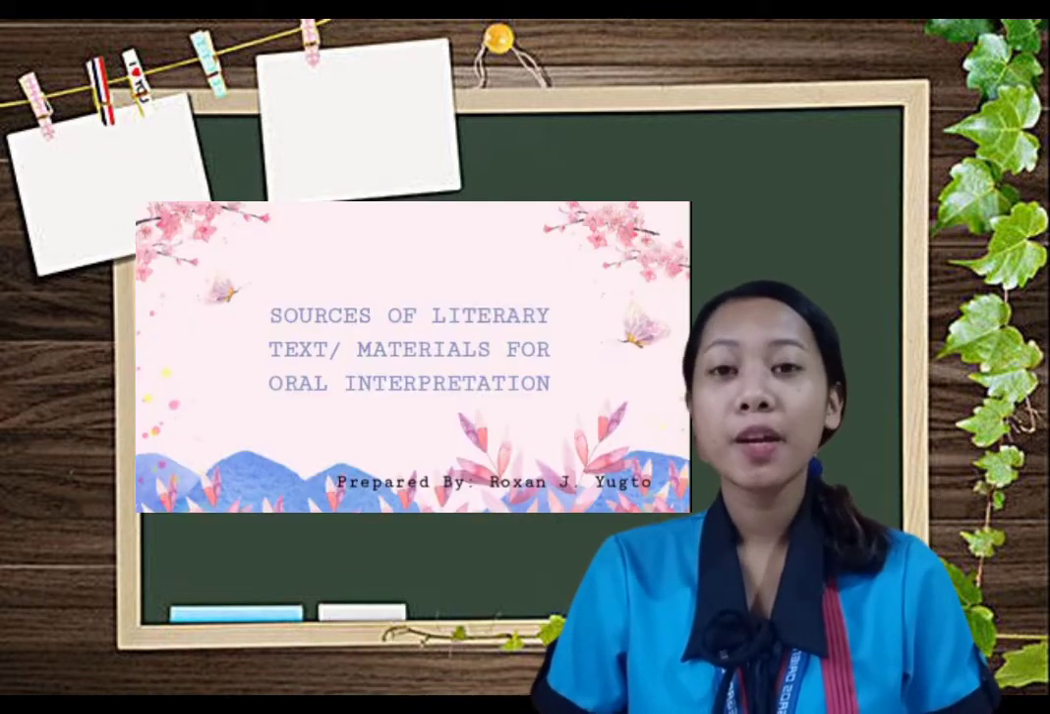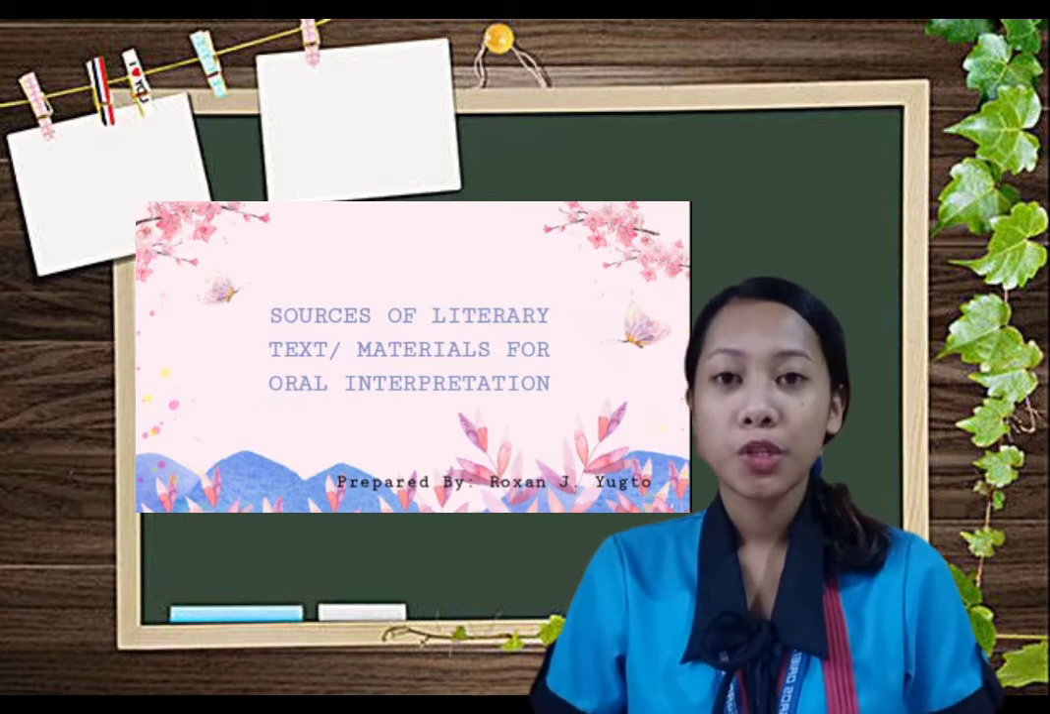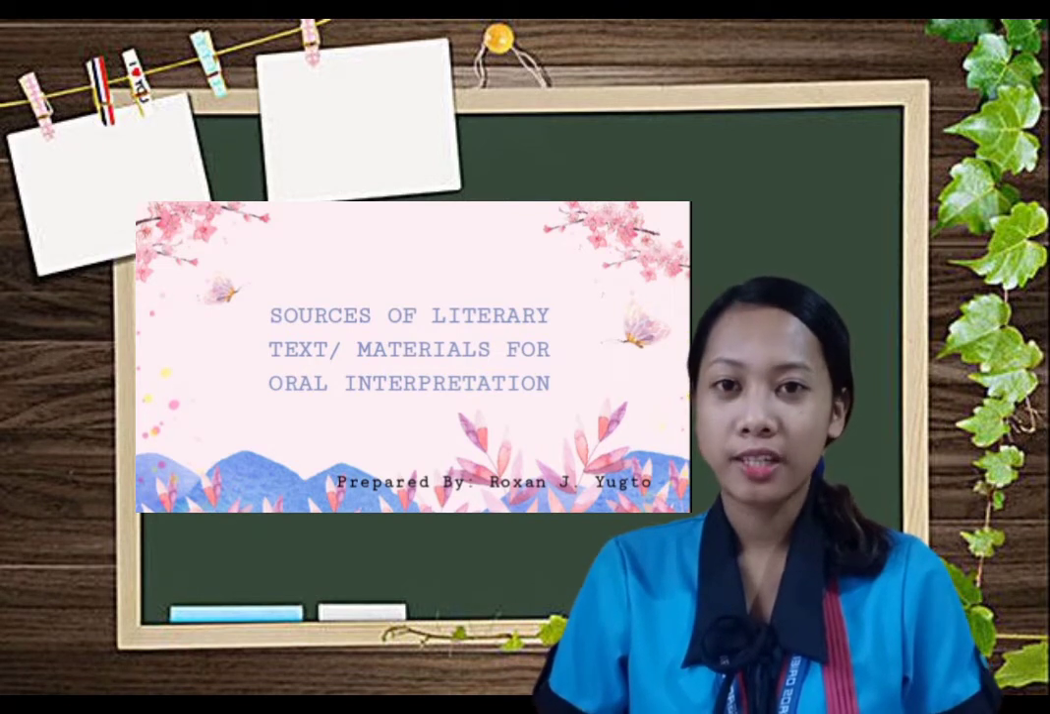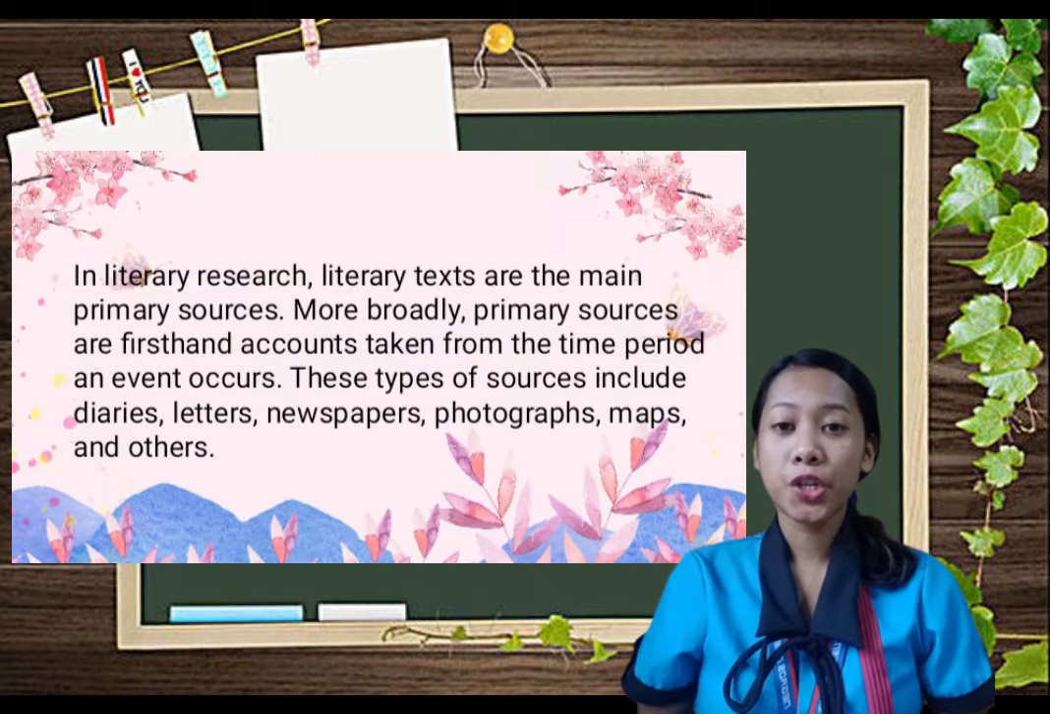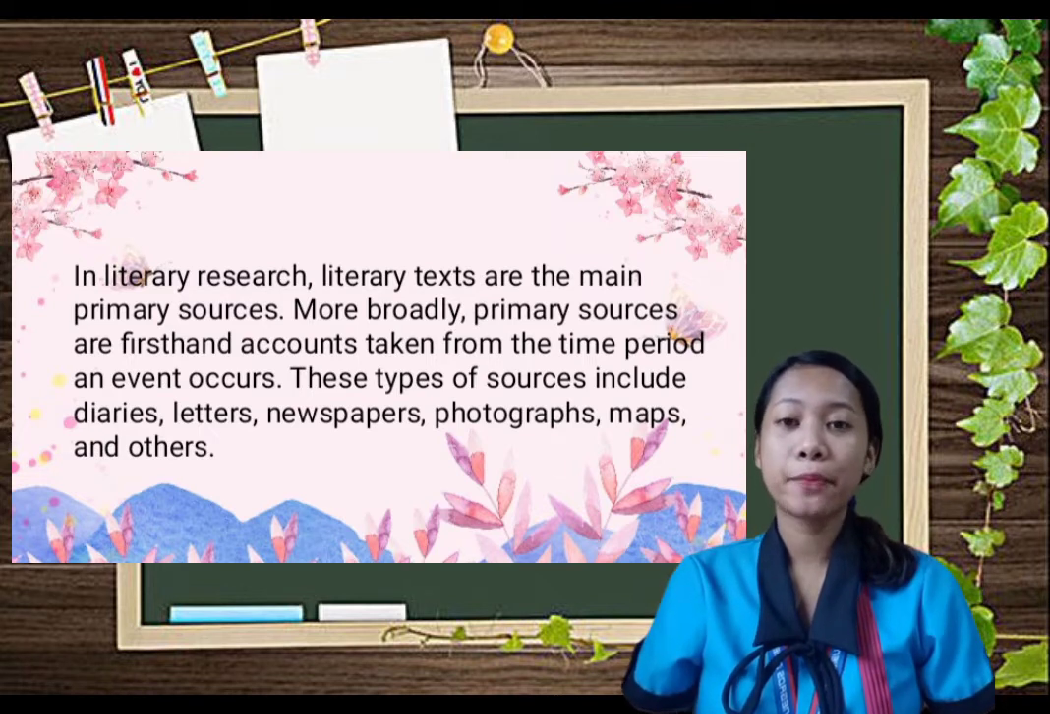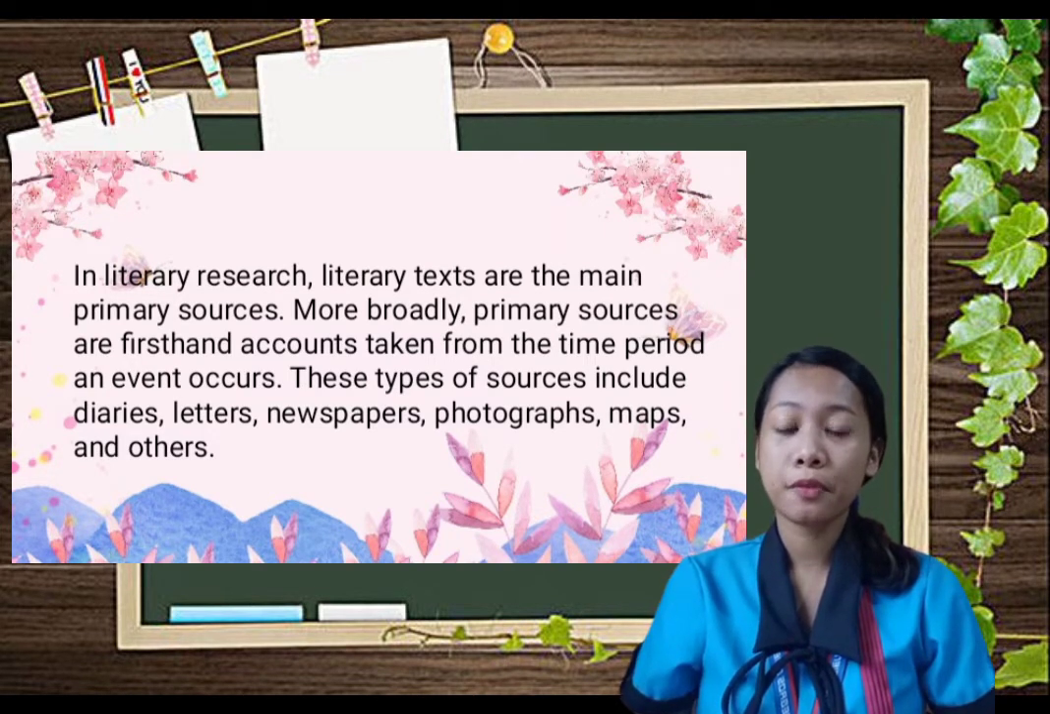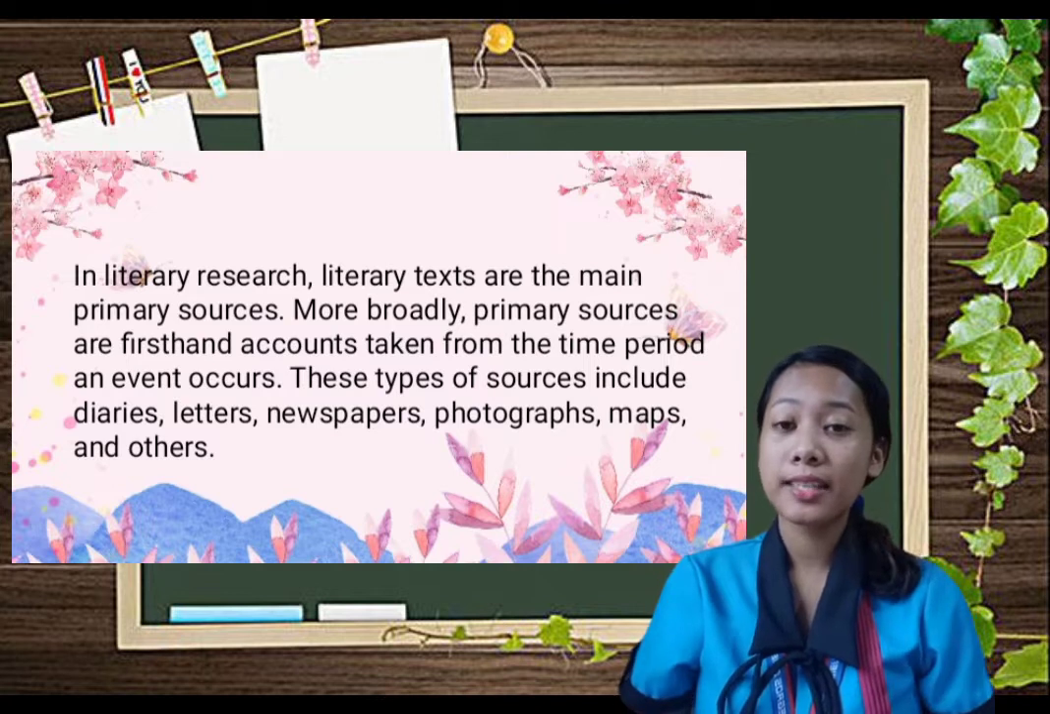And for today, I am going to discuss my topic, which is all about the sources of literary text and materials for oral interpretation. In literary research, literary texts are the main primary sources. More broadly, primary resources are the first-hand accounts taken from the first period an event occurs. These types of sources include diaries, letters, newspapers, photographs, maps, and others.